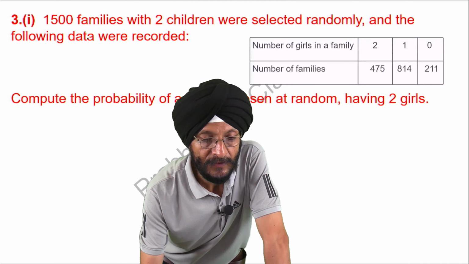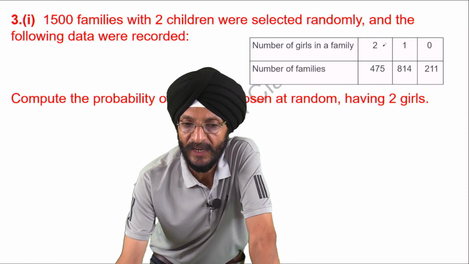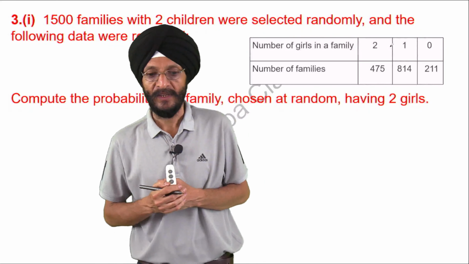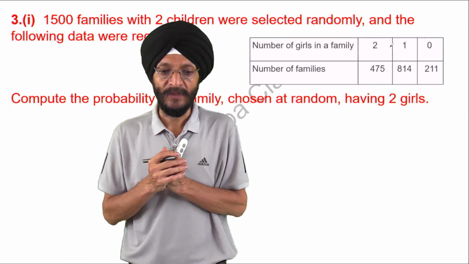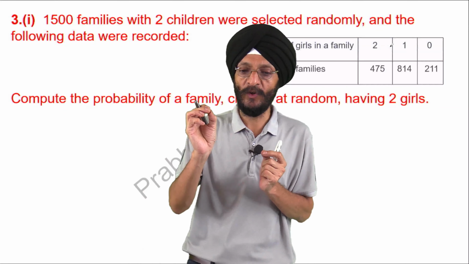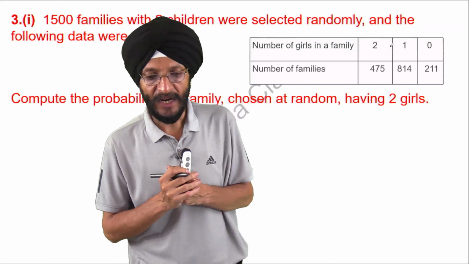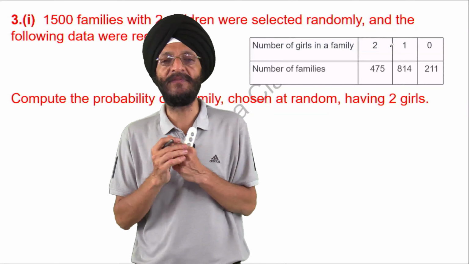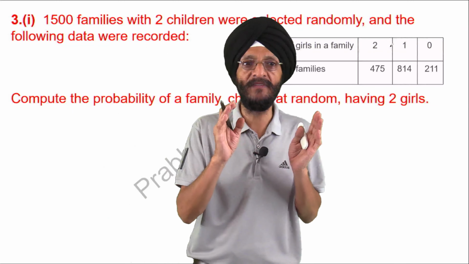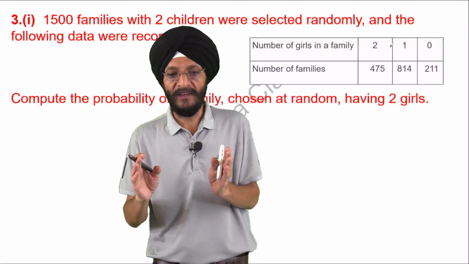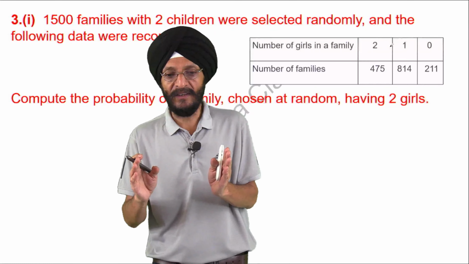So now this is the data before you: in the case of 475 families, it was found that they were having 2 girls in the family. In the case of 814 families, it was found that they were having only 1 girl in the family. And in the case of 211 families, it was found that they were not having any girl child in their family. Now, the first question before us is to compute the probability of a family chosen at random having 2 girls.